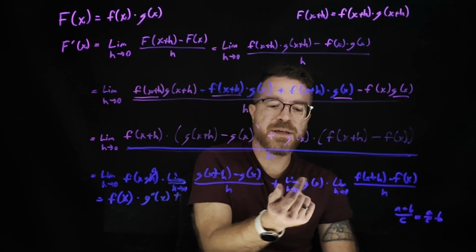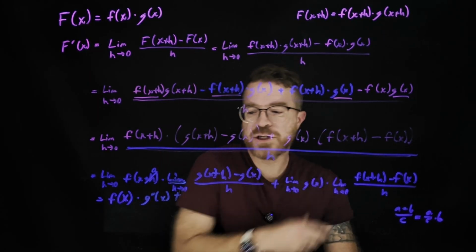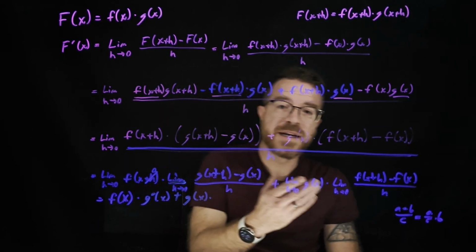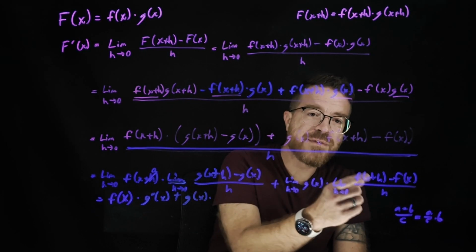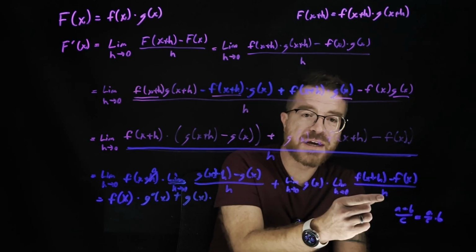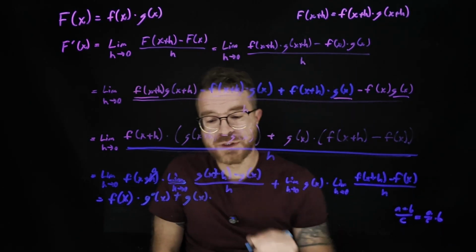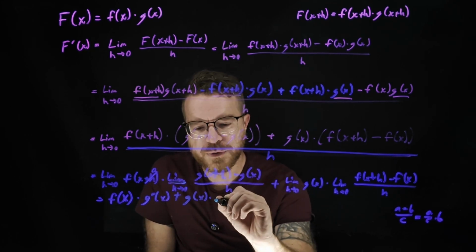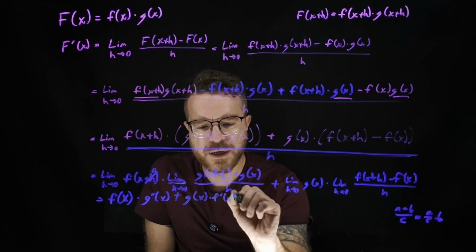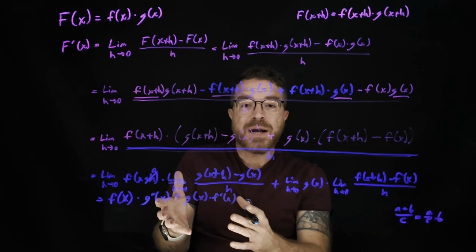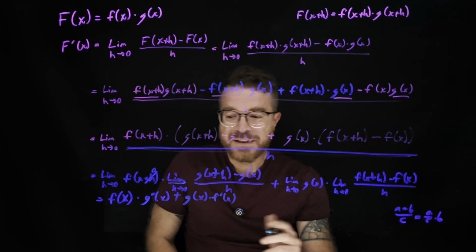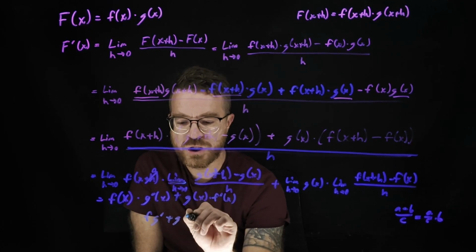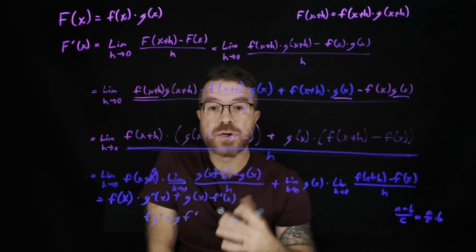plus the limit as h goes to 0 of g of x. There's no h in it, so this is just g of x, times, again, the limit as h goes to 0 of f of x plus h minus f of x, divided by h. This is just our definition of a derivative, so this is going to be f prime of x. So rewriting this the way that we were using in the lesson, this is just going to be f g prime plus g f prime, which is our product rule.